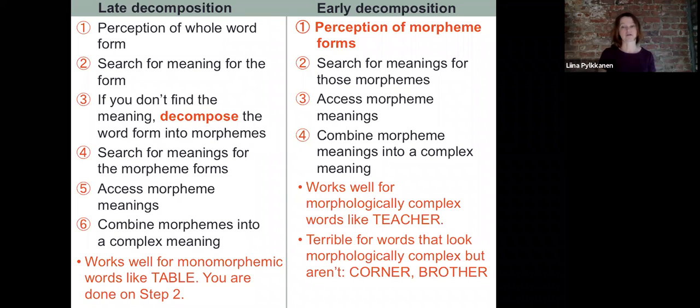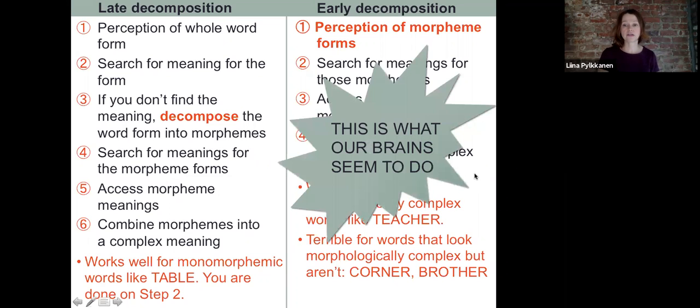And there actually are a lot of words like that. Nevertheless, even though it seems to be an inefficient route for the corner and brother type of words, this does seem to be the theory that seems correct. So at this point, we have quite a lot of evidence that actually what our brains do is something like this type of early decomposition.